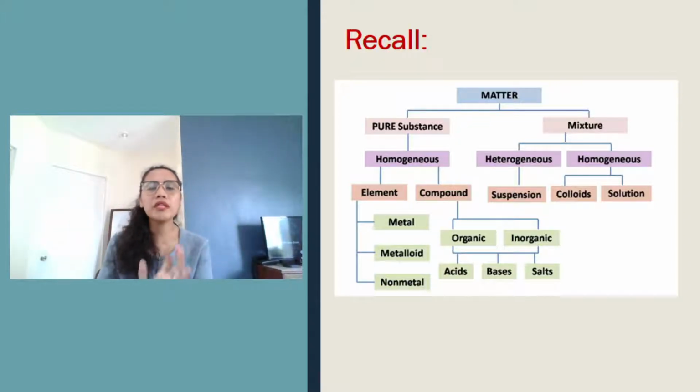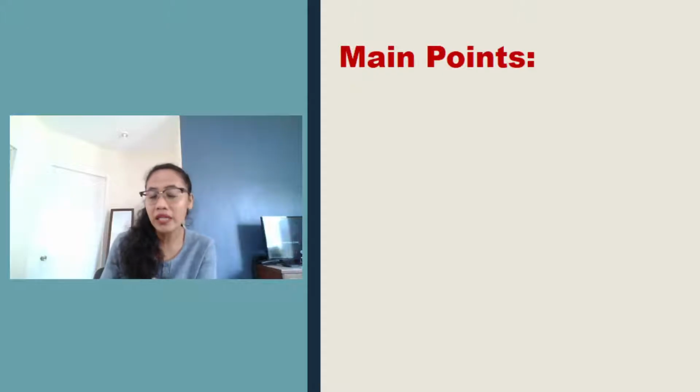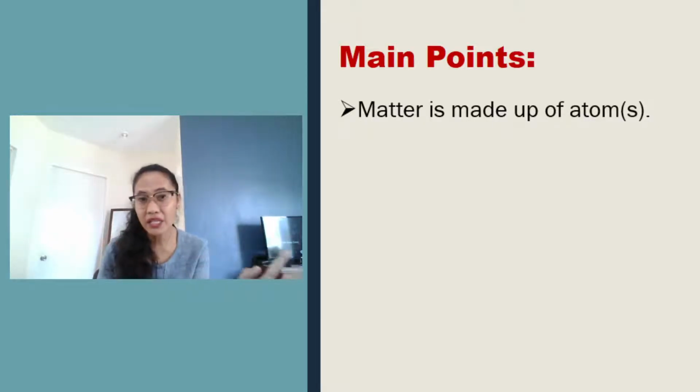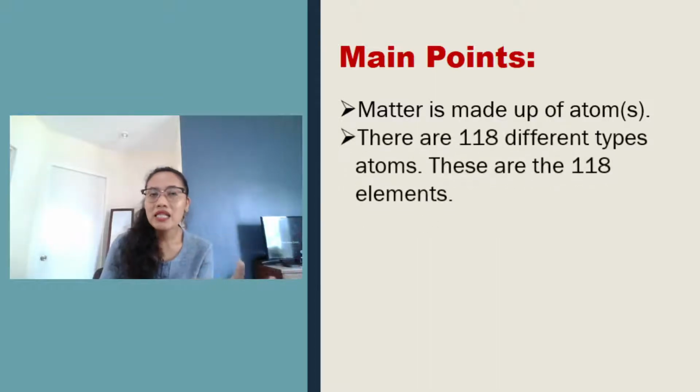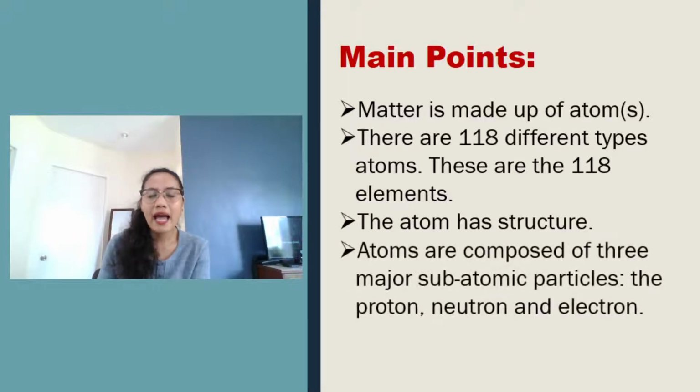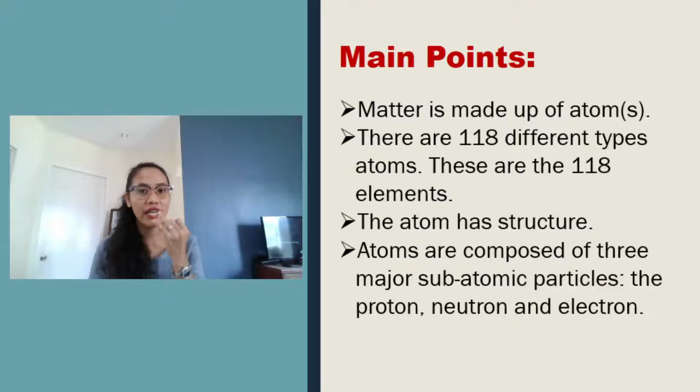So for the atomic theory of matter class, the main points really are just the following. First, matter is made up of atom or atoms, one kind of atom or different kinds of atoms. Secondly, there are just 118 different kinds of atoms, and these are just the 118 elements. And then thirdly, all atoms have structure. And then atoms are composed of three major subatomic particles, and these are the proton, neutron, and electron.